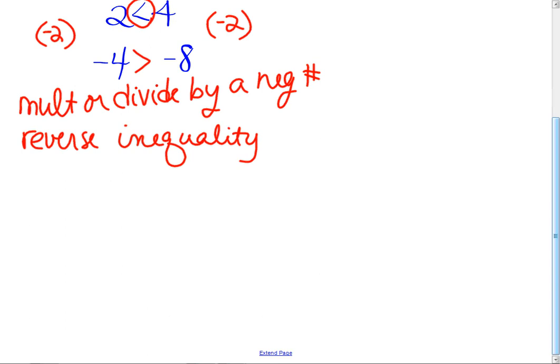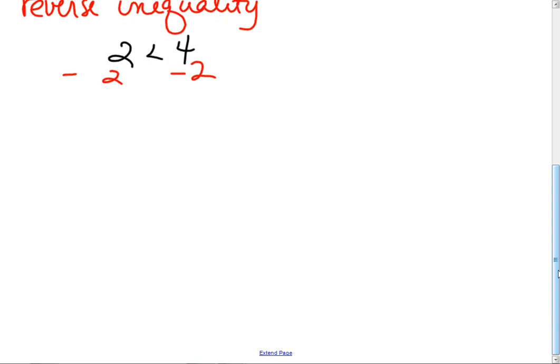When we added or subtracted, if I have 2 is less than 4, what if I add a negative 2 to both sides? Did that reverse? What's this going to give you? That's 0, right? And 4 minus 2 is 2. What happened to my inequality symbol? Does that stay the same? Which one's smaller, 0 or 2? 0 is smaller. Isn't 0 smaller than 2? Okay, so when I added or subtracted, that didn't change.